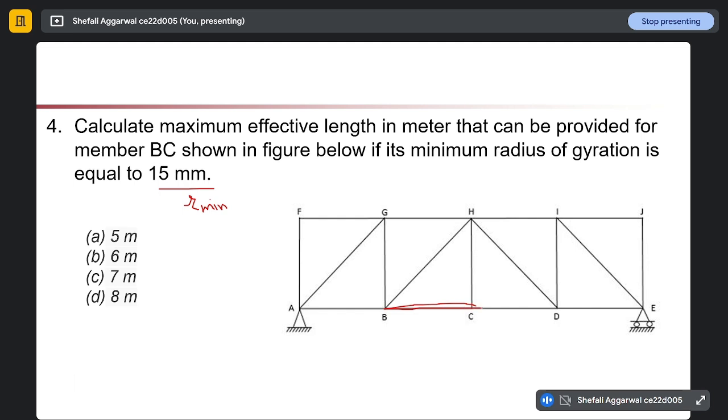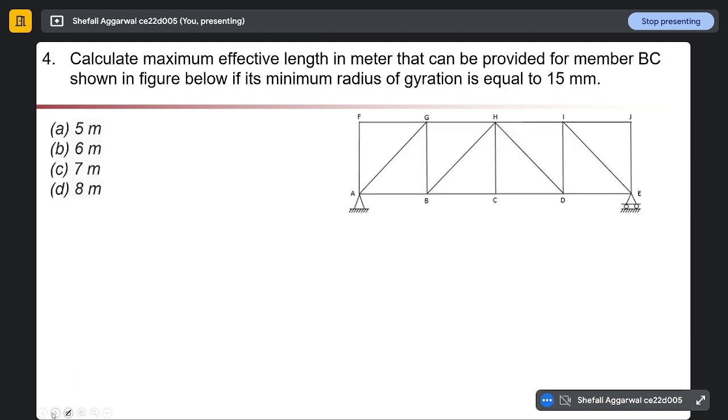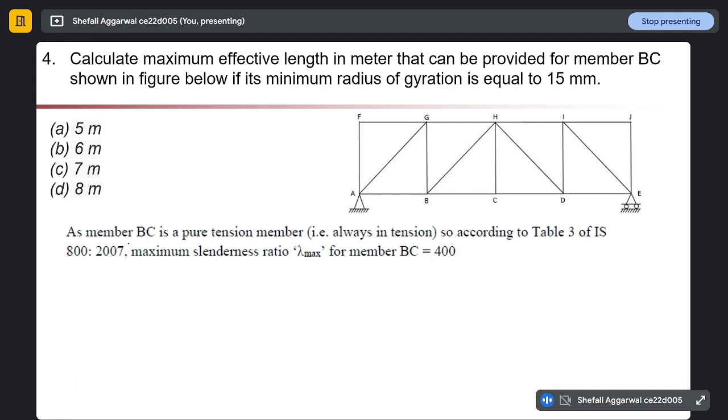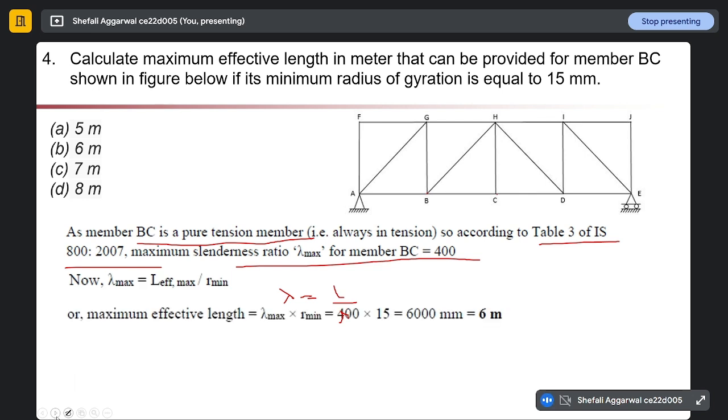So in this case, what would be our slenderness ratio? As member BC is a pure tension member, we see this member is always in tension. So according to Table 3 of IS 800, maximum slenderness ratio for the member will be 400. Now lambda is equal to L upon r. From here we can easily calculate our L value. So L is equal to lambda into r. So 400 into 15 is equal to 6 meter.